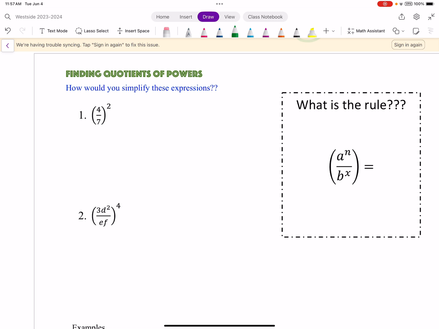Now what we're going to have is a quotient to a power, so a whole division problem to a power. And ultimately what's going to happen, the rule is if your quotient is raised to a power, each term, each base will get the power.